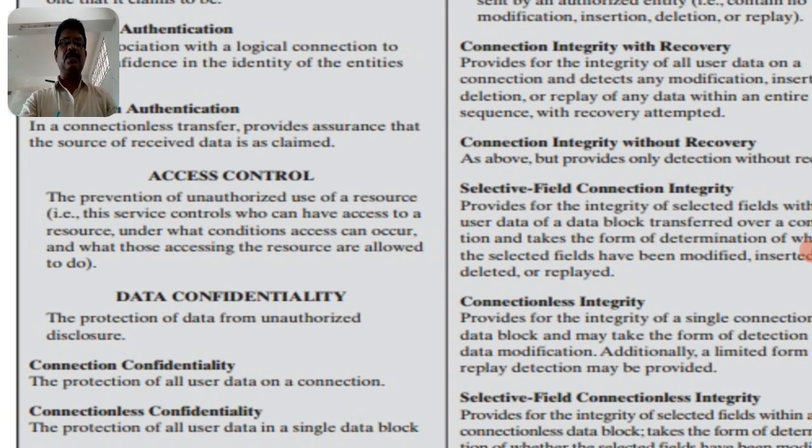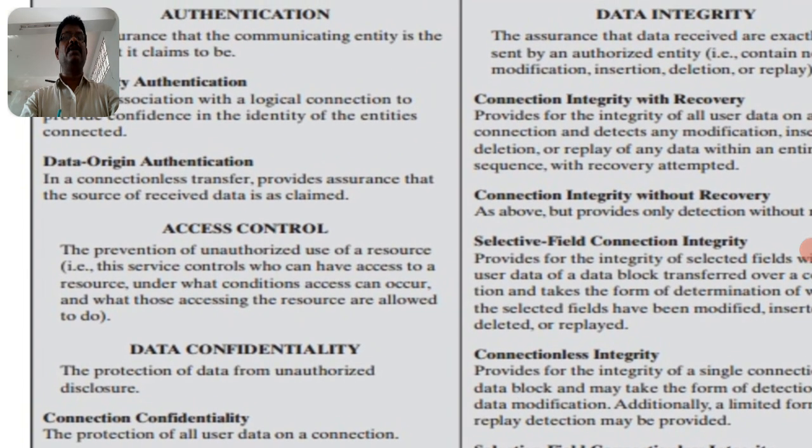So here you can observe access control is one of the security services which can provide prevention of unauthorized use of a resource. That means the service controls who can have access to a resource and under what conditions access can occur. So everything can be revealed here in access control: how it can be accessed, where it can be accessed, where it can be transmitted, how the user can be a participant. Everything can be observed in this particular access control mechanism. And the last one is availability.